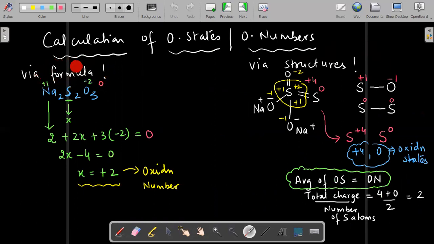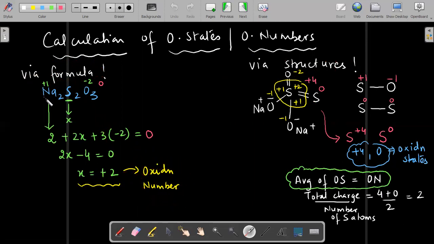One is via the formula, using the formula. The other one is via their structures. Using structures also you can calculate oxidation states. Now one thing we should categorize here: when you are using the formula to calculate, what you are actually going to calculate is the oxidation number.